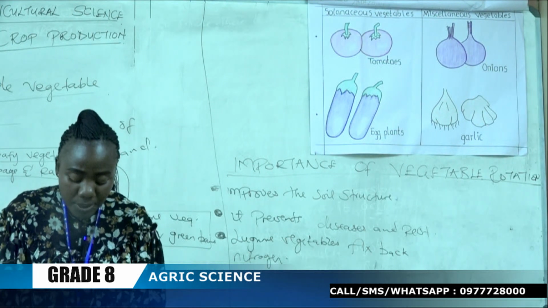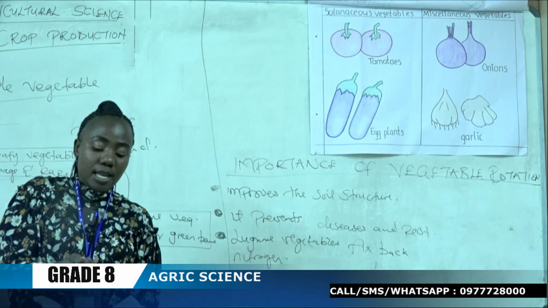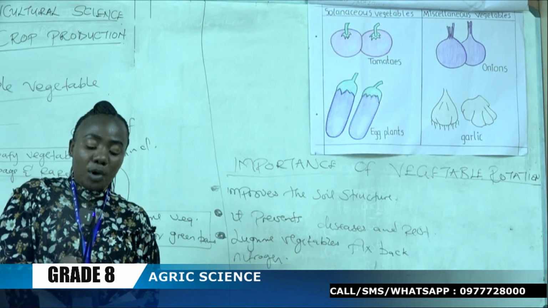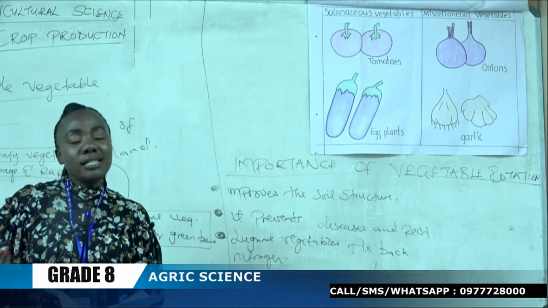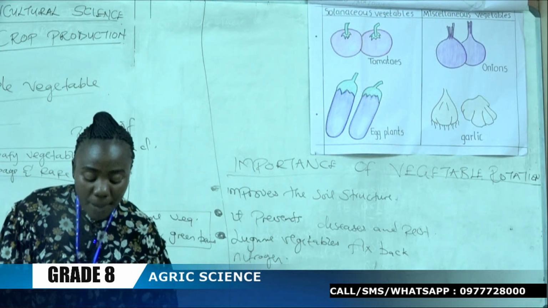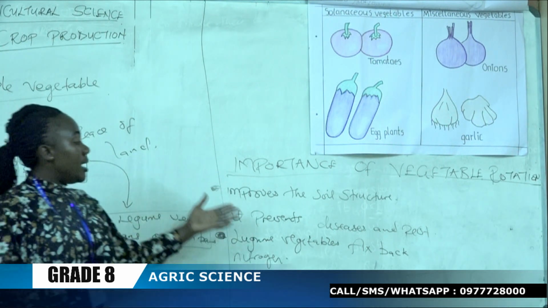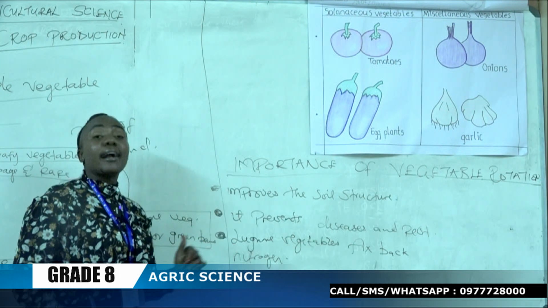Apart from green beans, with me here, I have beans, the beans we eat in our homes. I have beans, it's also an example of legumes. Apart from beans, we've talked about groundnuts. Apart from groundnuts, we've talked about French beans. Okay, so we're saying legume vegetables fix back nitrogen.